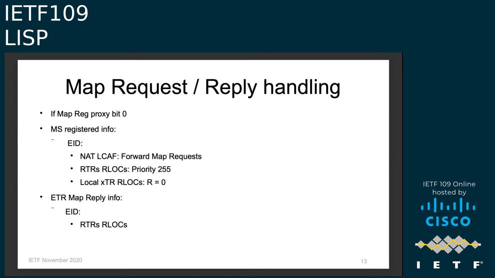To do that, the XTR registers to the map server the NAT LCAF address learned in the info request process, and the used RTR RLOCs are set to priority 255. When the ETR replies, it replies with the set of RTR RLOCs. Next slide.